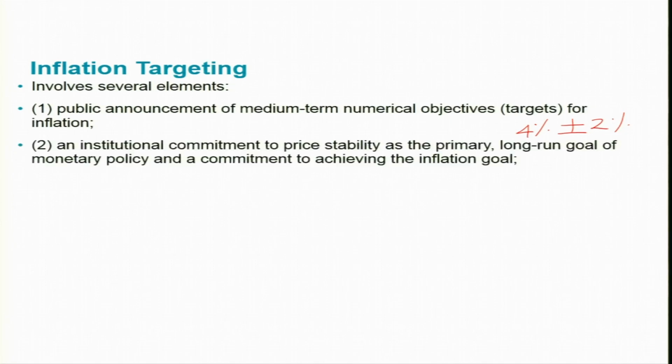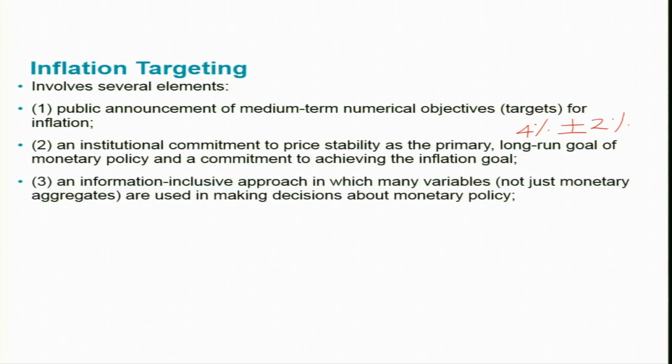About inflation targeting, it involves several elements. One is a public announcement of medium term numerical objectives for inflation. For example, in India, the inflation target is 4% with an upper and lower tolerance bound of 2%. So, that means a public announcement of a medium term numerical objective, that is the target. And second is an institutional commitment to price stability as the primary long run goal of monetary policy, and a commitment to achieving the inflation goal.